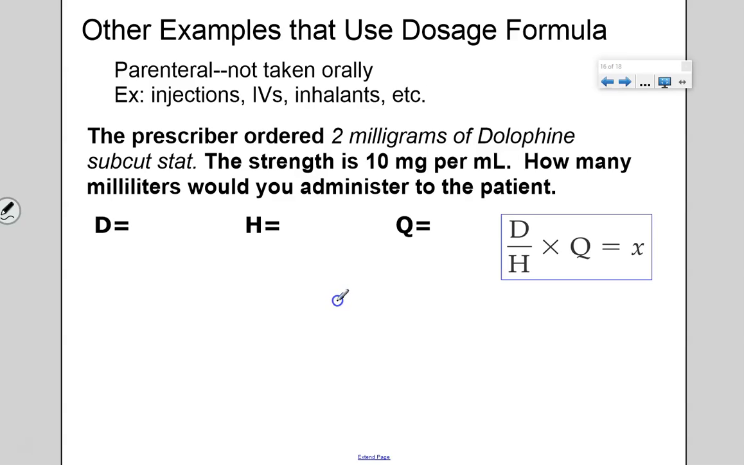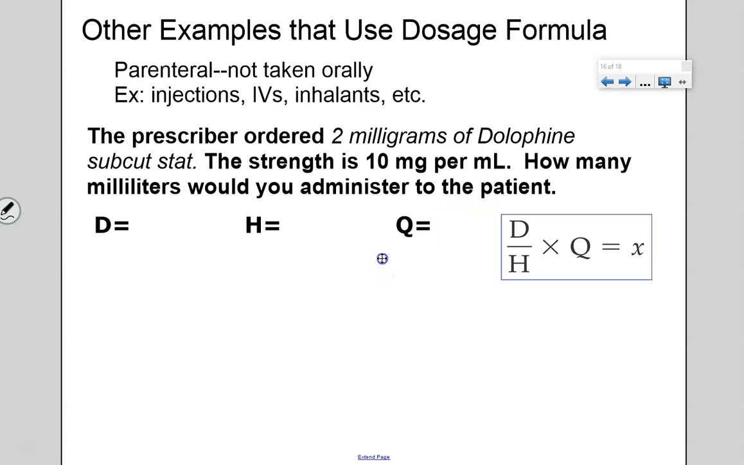There's a category called parenteral medications. These are medications that are not taken orally, for example, injections or inhalants. The dosage formula will still be worked the same. You'll just be working with different units. These tend to be, especially with the injections, in smaller units, and you'll tend to be in milliliters. So let's look at this one.